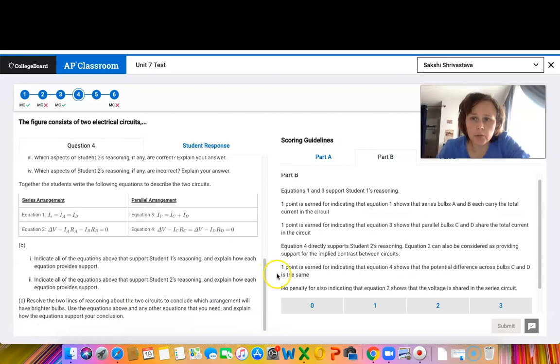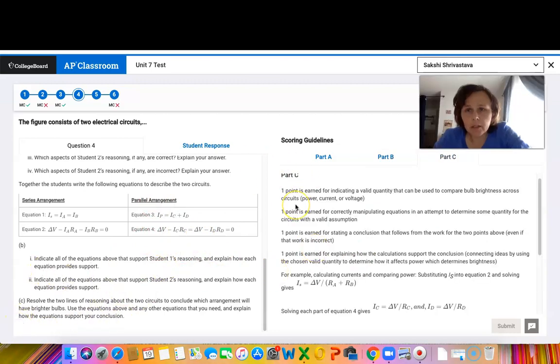Part B, you can get 3 points. 1 point explains that equation 1 supports student 1 reasoning that bulbs A and B have the total amount in the current. Equation 3 supports student 1 reasoning, and equation 4 supports student 2 reasoning. So this is 3 points you can get.